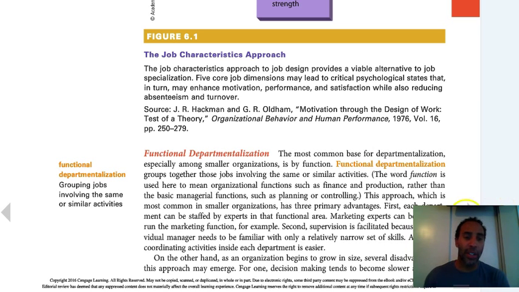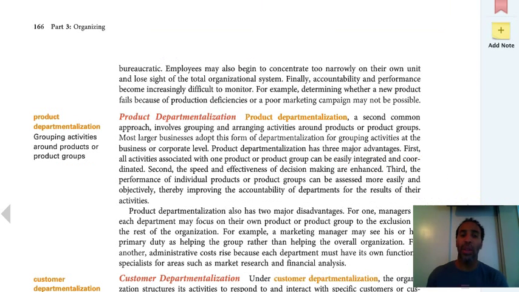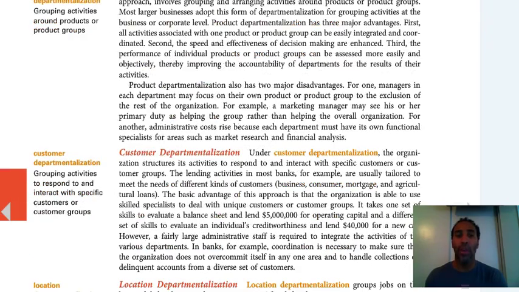Functional departmentalization is grouping jobs involving the same or similar activities, right? So if the things or tasks that you're completing are similar, then we're going to group them together and we're going to give them to one person. And obviously you should do some cross training so that there's another person to back up that person. Product departmentalization is grouping activities around products or product groups, right? So all these products are the same, so let's put them all in that department.